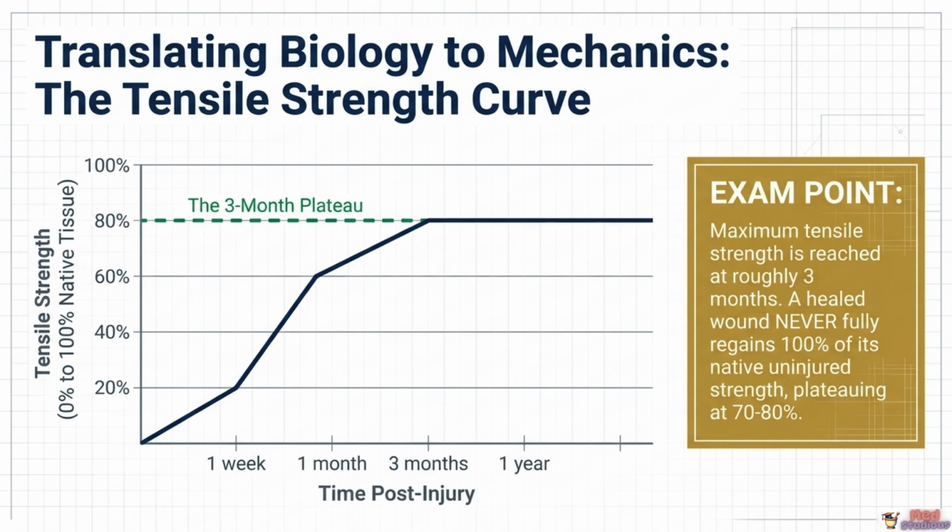It also means that a patient who asks when their wound will be fully healed needs to understand that the biological answer is 3 months for maximum strength, and that the recovered strength will be slightly less than the original. Commit the numbers: 3 months, 70 to 80%. This combination appears on board examinations worldwide.